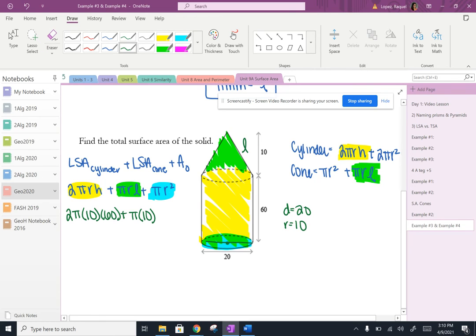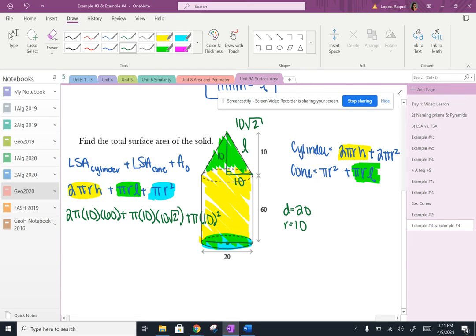I don't know what the slant height is, but I do know that the height of the whole cone is 10. And I know that the radius is 10. So I've actually got an isosceles right triangle. And if you guys remember, that's a 45, 45, 90 right triangle. So the slant height is going to be 10 root 2. So the slant height, or L, is going to be 10 root 2, plus pi 10 squared.